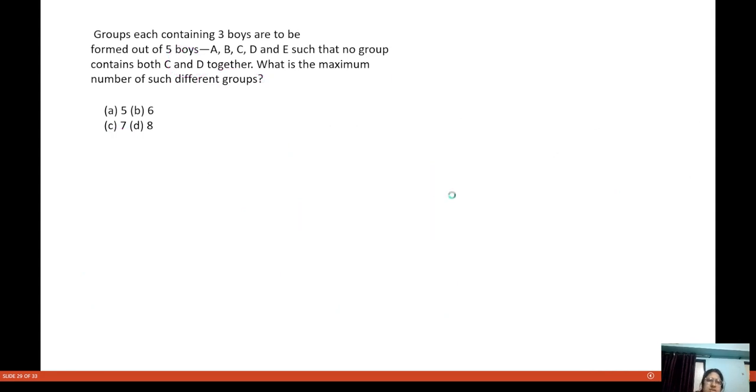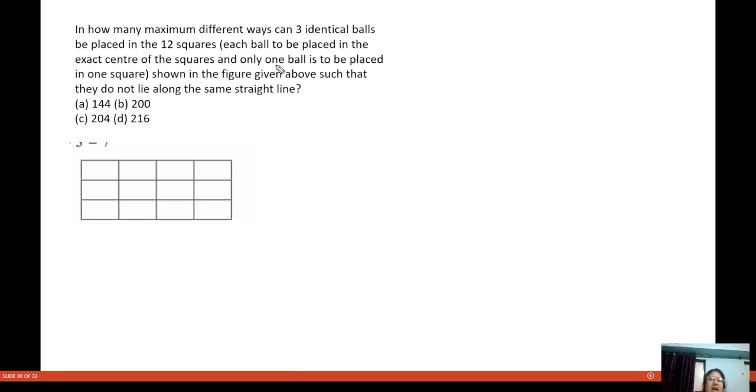Now let us look at the next question. See, in how many different ways can three identical balls be placed in 12 squares such that each ball is to be placed in the exact center of the square and only one ball is to be placed in one square, as shown in the figure given above, such that they do not lie along the same straight line.